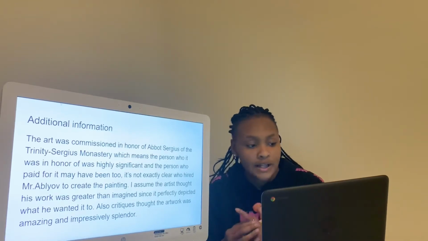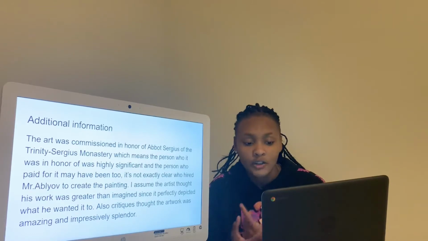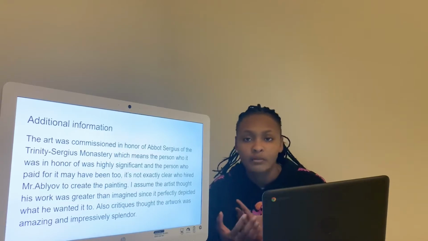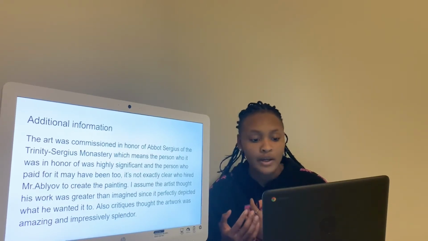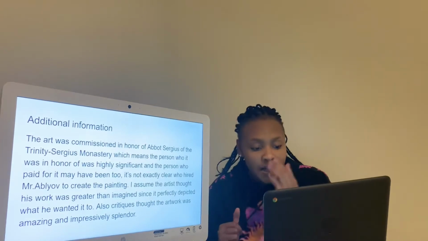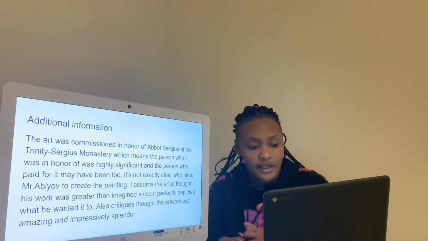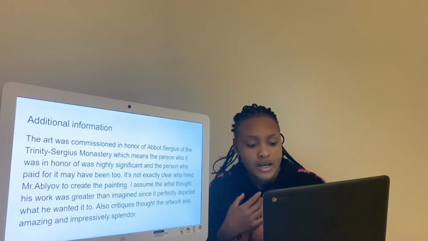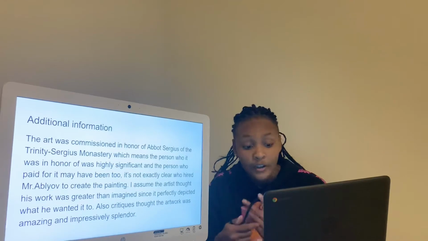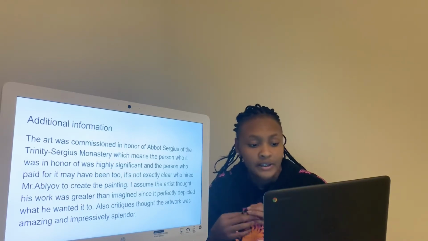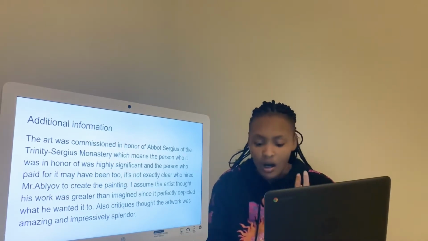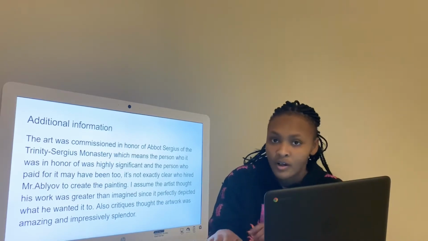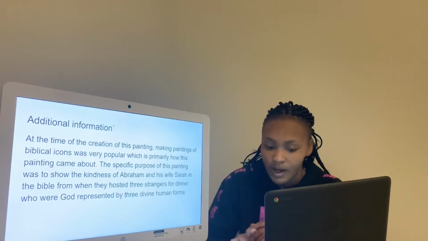As far as how Andrei Rublev thought of his painting, I assumed that he thought his work was greater than imagined, since it perfectly depicted what he wanted it to. It in fact came out greater than he imagined it. He had the idea in his head when he read the Hebrew Bible, as stated before, and he just went with it, and it came out pretty great. And critics thought the artwork was amazing and impressively splendid, which is obvious since it's one of Russia's greatest iconic achievements.